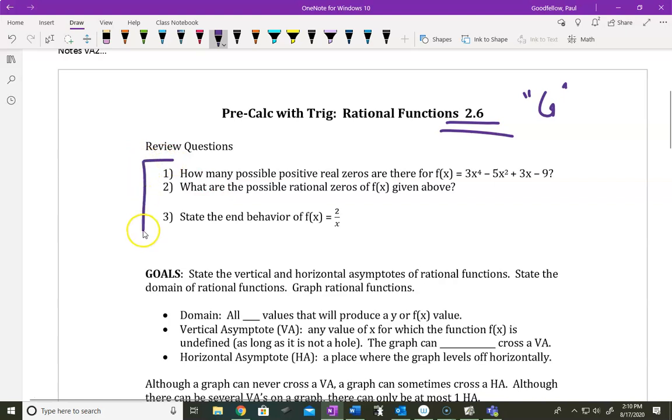Now, taking a look at a couple of review questions at the beginning of this. I'm talking about how many possible positive real zeros we might be looking at here. Remember that if we're just trying to look at the number of possible positive real zeros, we're probably looking at Descartes' rule of signs. That rule only cares about whether or not there are any sign changes between terms, and then a multiple of 2 less than that.